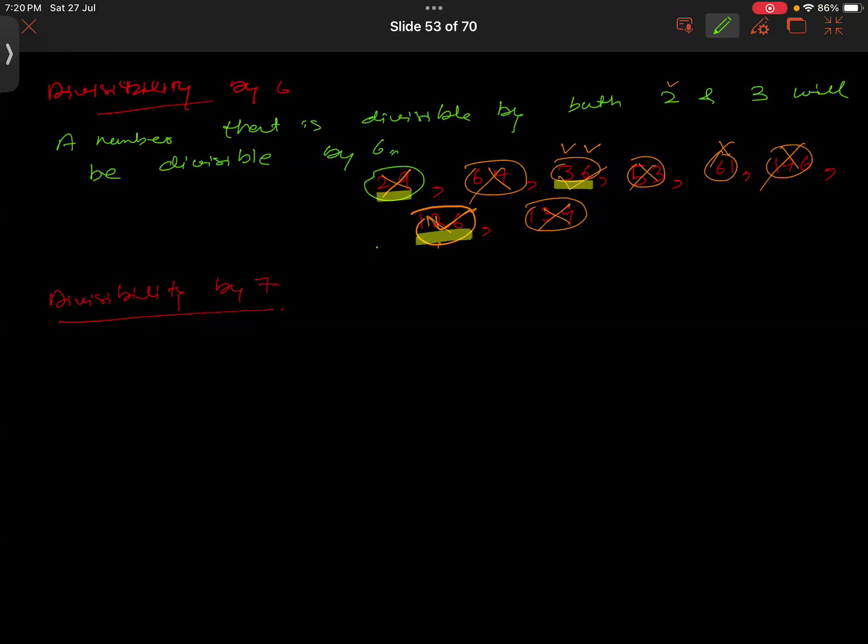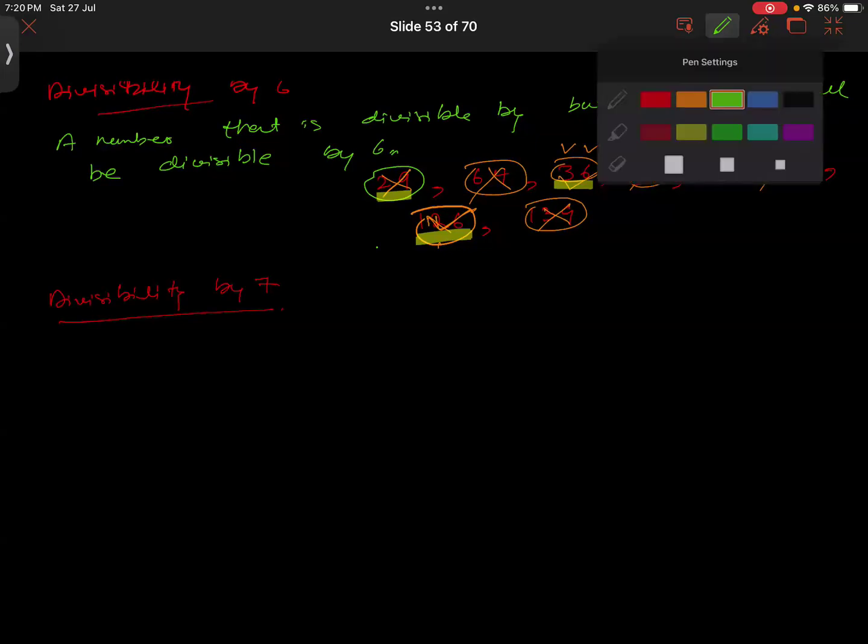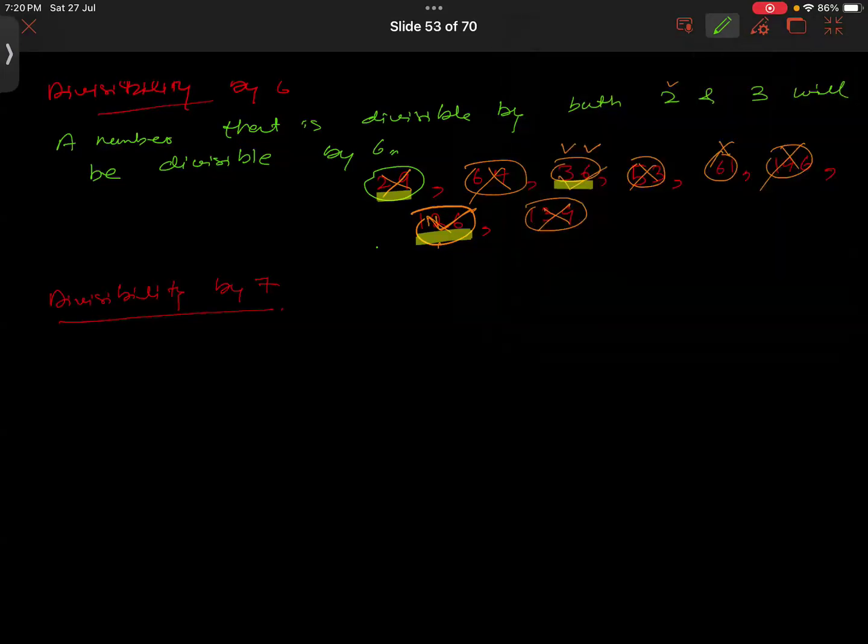See, for example, let us take one example in order to understand. The case of the number 7 is quite interesting. Let's take a number like 259. We have taken one example to understand whether it will be divisible by 7 or not. Now let us take the last digit of this number, that is 9, and we are going to multiply it with 2. We're going to just double it.